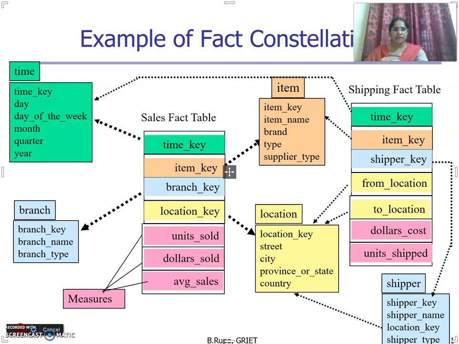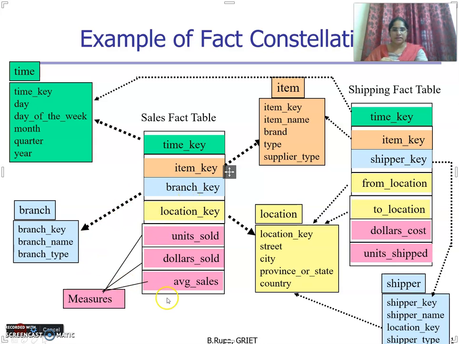Let us go for the example. Here we have two fact tables: one is a sales fact table and the second is a shipping fact table. Each fact table contains the keys of the dimension tables surrounding it, and it contains the measures also. In the same way, the shipping table contains keys and measures. Here the dimension tables are shared between the fact tables. For example, location is connected to the sales fact table and to the shipping fact table also. That means the shipping fact table requires the location information, and in the same way, the sales fact table requires the location information. That's why this dimension table is connected to multiple fact tables.